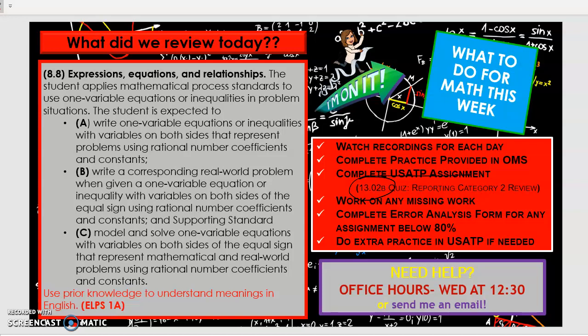Please, please, please get any of your missing work done. I've been contacting people, but I've got 150, I think, kids, so it's kind of hard for me to get a hold of everybody. You've got to get your work done so that we can get those grades up. Complete error analysis for anything below 80%. Anything below 80%, we need to complete an error analysis for and send in the recording, okay?